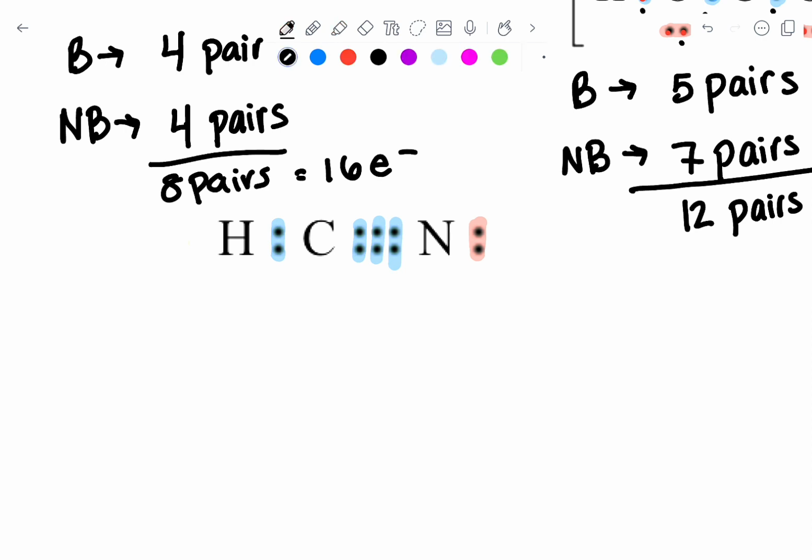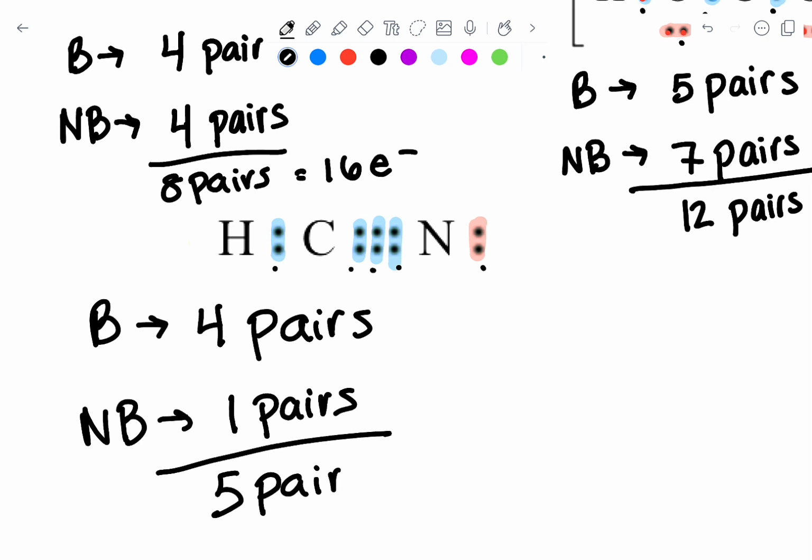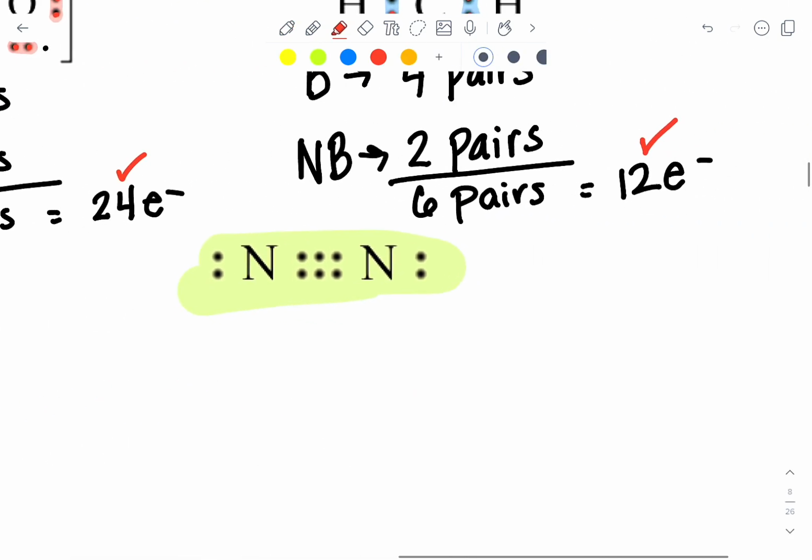So let's add these up. Bonding pairs, we have 1, 2, 3, 4. And for non-bonding pairs, we just have 1. This is a total of 5 pairs, which would equal 10 electrons. So let's check our work. We have 1, 2, 3, 4, 5, 6, 7, 8, 9, 10. Perfect. And let's jump to our last example over here.